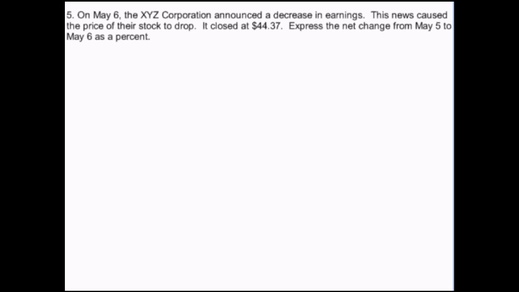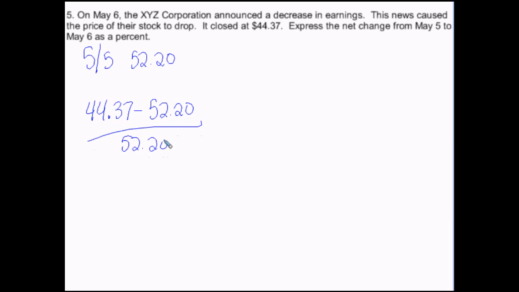So it closes at 44.37 on May 6th. If we looked back at our chart on May 5th, it closed at 52.20. And that was the last, which is the close. So we wanted to express the net change from May 5th to May 6th as a percent. So the new is 44.37 minus the old, which is 52.20, divided by the old. So 44.37 minus 52.20.